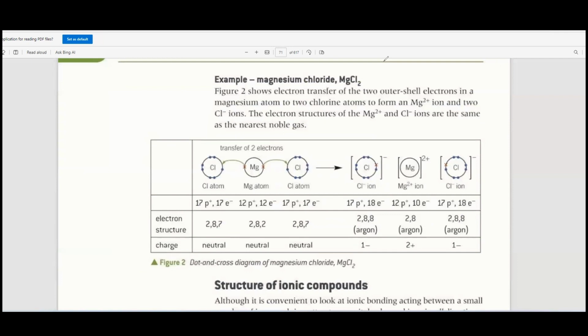Then they have shown the example of magnesium chloride. Magnesium has two electrons to give away. It's in group two. It gives one electron to each of the chlorines. The chlorines now have the electron configuration of argon after that. This is slightly confusing. They are not all argon.